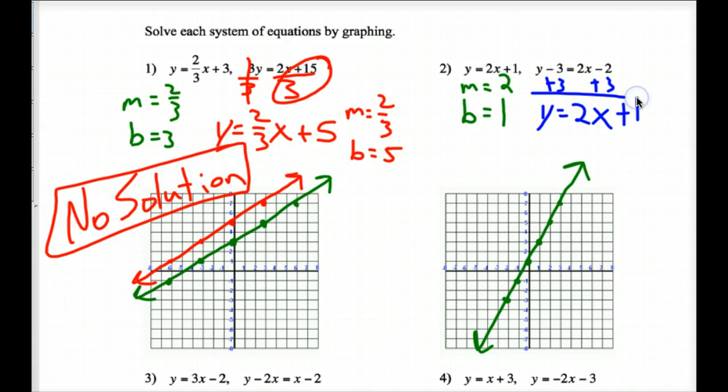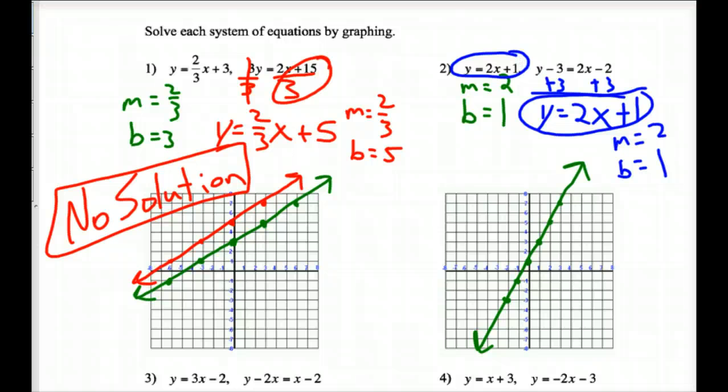Nice. What's the slope and the y-intercept, Don? The slope is 2 and the y-intercept is 1. Look at the other line, guys. What do you think? The same. They're the same line. Once we solve them for y, they're exactly the same.